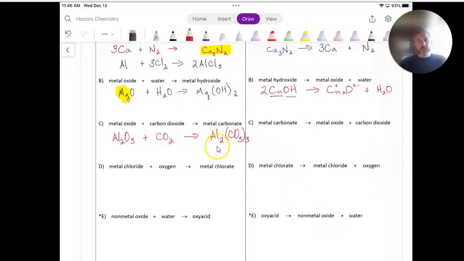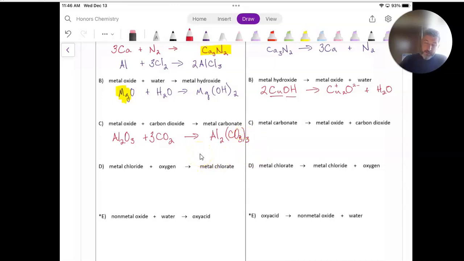I have 3 carbons on the right, so I probably would want to put a 3 in front of CO2. That gives me 6 oxygens, but I also have 3 here, so that's 9. And luckily I have 3 times 3 on the right, so that's 9 as well.